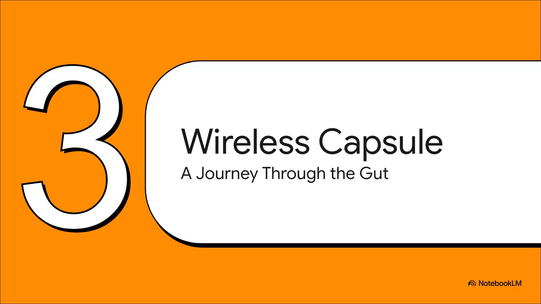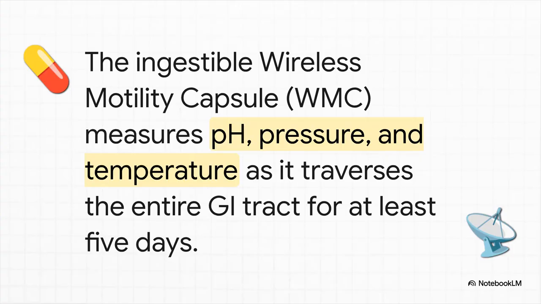For that, we need a tool that can see the bigger picture, and that's where the wireless motility capsule comes in. This little piece of tech gives us an amazing, dynamic view of the entire GI tract. Just think of this thing as a smart pill. It's basically a tiny probe that gathers data as it makes the long journey through the gut.